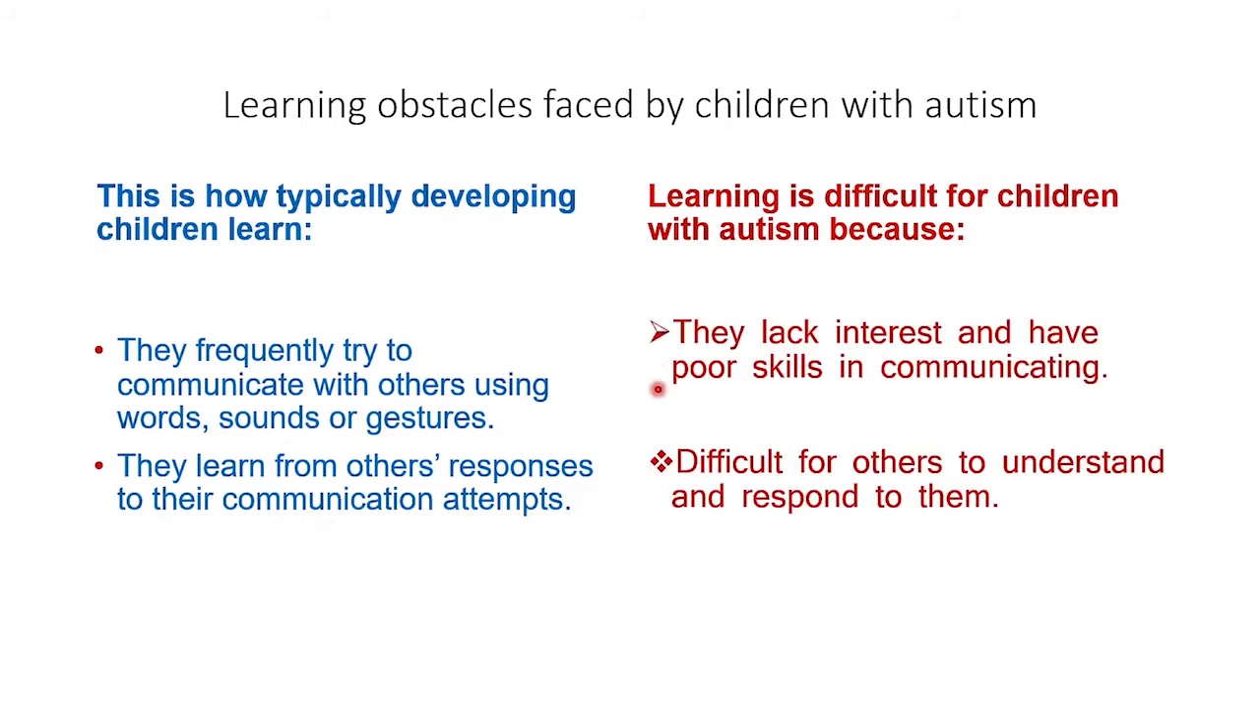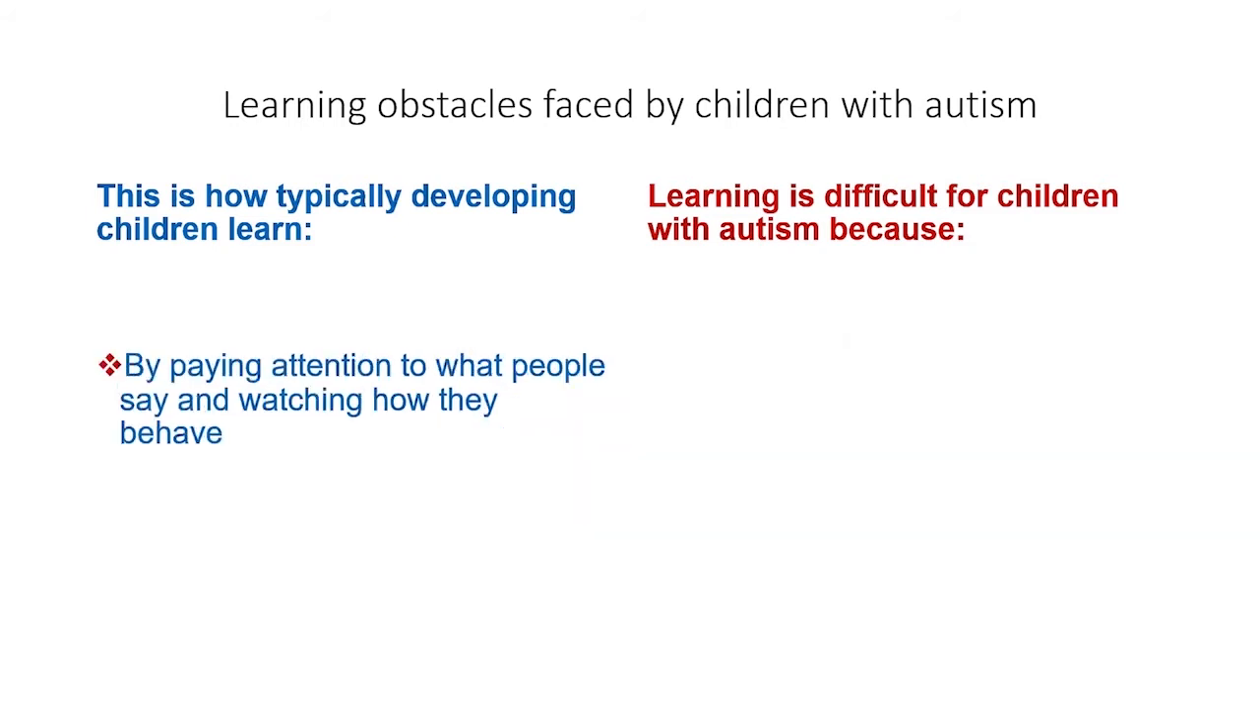Children with autism, on the other hand, either lack an interest or have poor skills in communicating with others. And even when they make some effort to communicate with others, others have difficulty in understanding what they're saying. And they have then a difficulty in responding to them. So these children are not getting the response that typically developing children are getting. So it's much harder for them to learn.